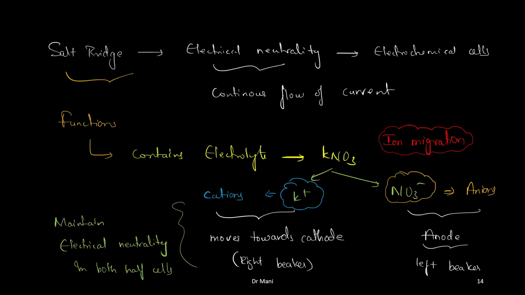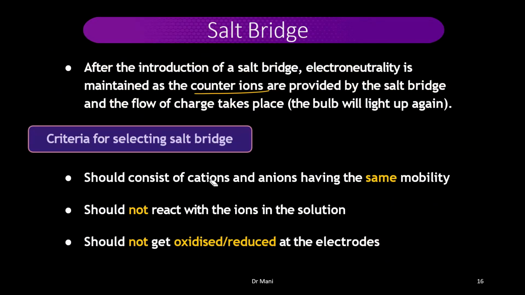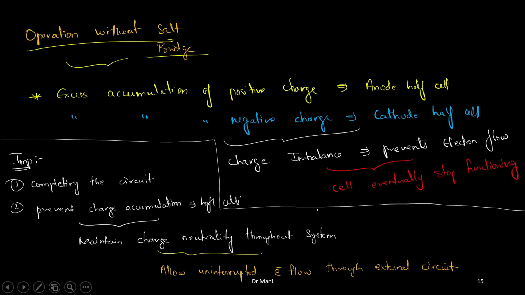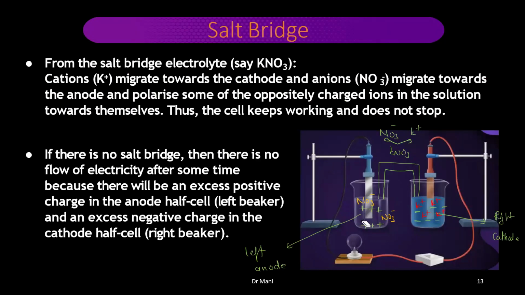See here, first, it should consist of cations and anions which have the same mobility. It should not react with the ions in the solution. Suppose the NO3 is moving here, and there are some positive ions, these are negative ions. These two should not make any other chemical compound here. They just come here and balance this positive charge, but they should not be involved in the chemical reaction at the electrode.